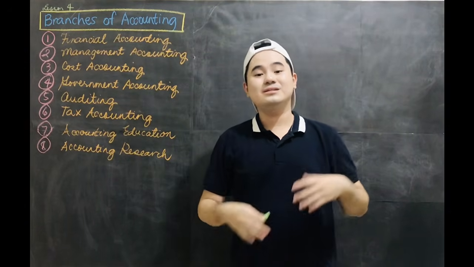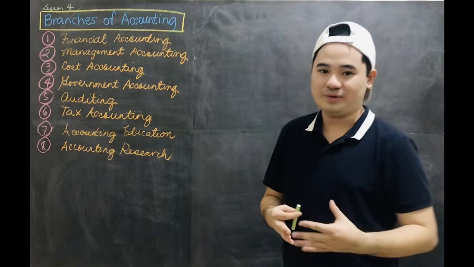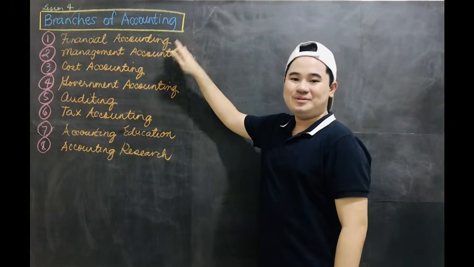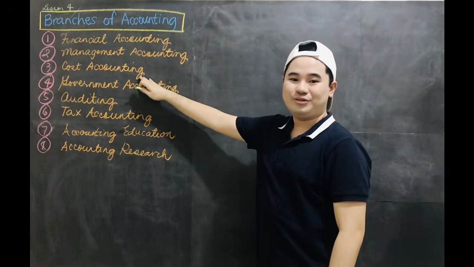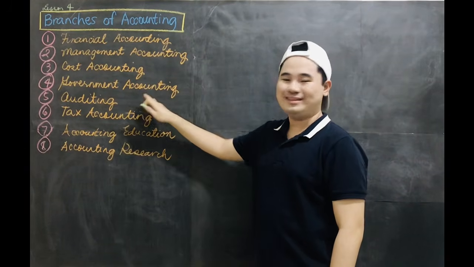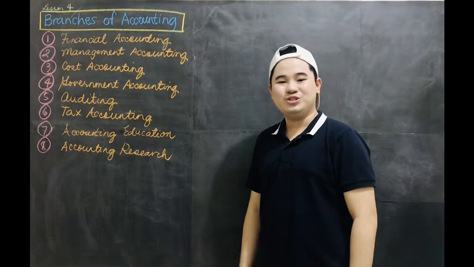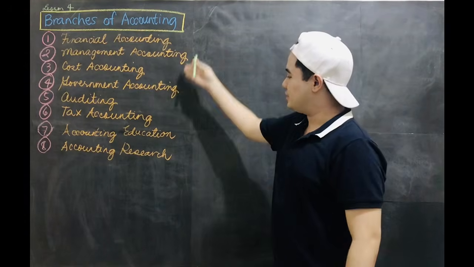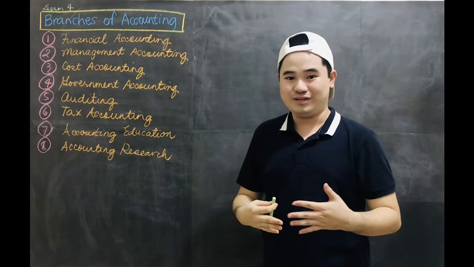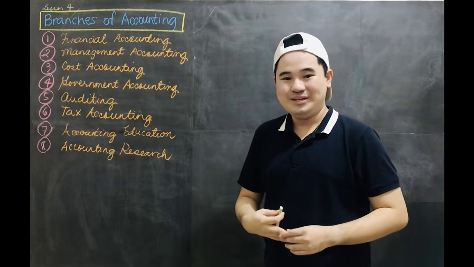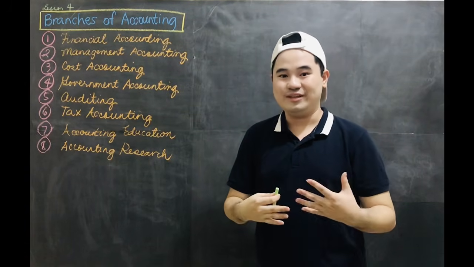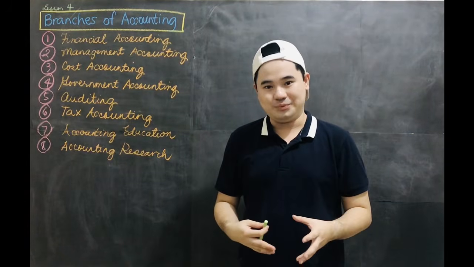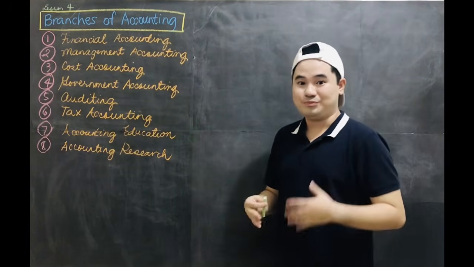So today I will be discussing with you the 8 different branches of accounting which you need to understand: financial accounting, management accounting, cost accounting, government accounting, auditing, tax accounting, accounting education, and accounting research. Those branches of accounting are the fields of accounting where you can work as well. I hope that you can understand the function of each, what services they provide, and what outputs these branches of accounting provide us.